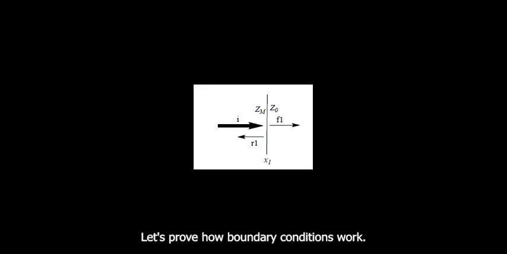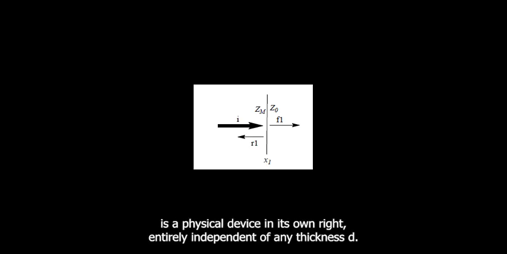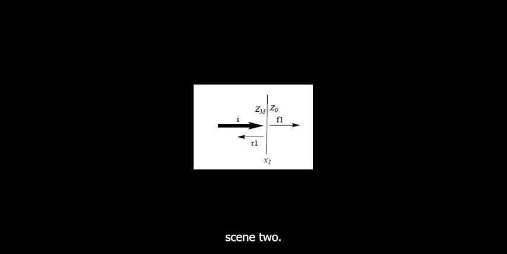Let's prove how boundary conditions work, utilizing two completely independent but mathematically equivalent paths, proving that an interface is a physical device in its own right, entirely independent of any thickness d. Scene 2, Method 1, Node continuity of voltage and current.